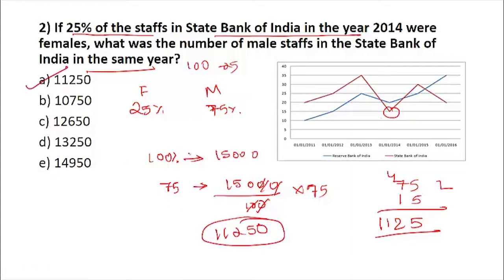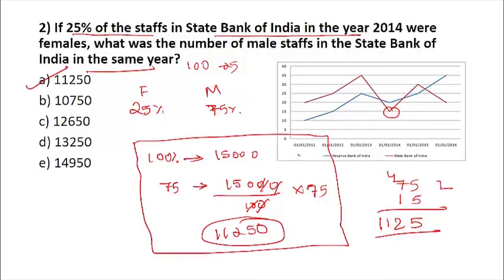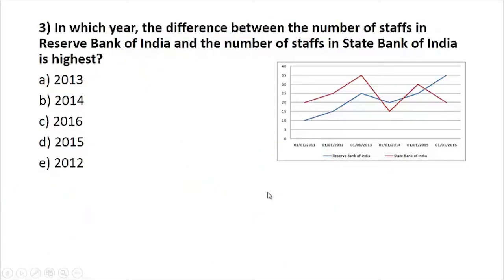You could see how simply we are able to solve the problem. Please don't follow the method where you find 1 by 4th of 15k first, then find 3/4 of this much again. That would be a very slow method, not the one I am teaching you. If you say 100% is this much, 75% would be 11250.